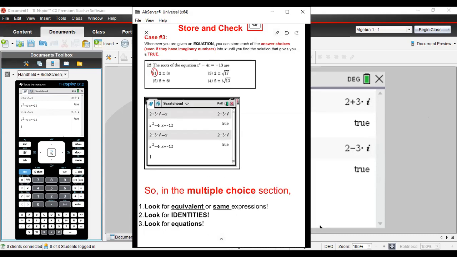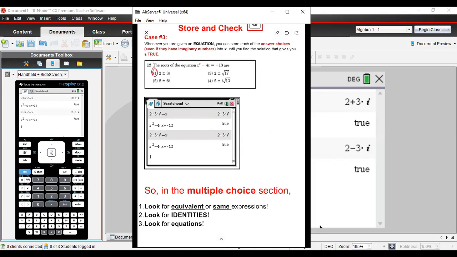Now, what I want you guys to do is take the June Regents exam that you just took, go through the multiple choice section, the first 24 questions, and look to see where you can use store and check. There should be at least 6 or 7 opportunities for you to store and check. That means there should be at least 6 or 7 questions that you should automatically be able to get right.